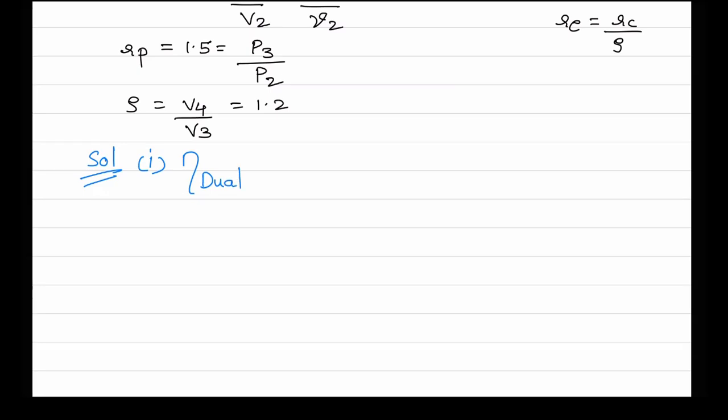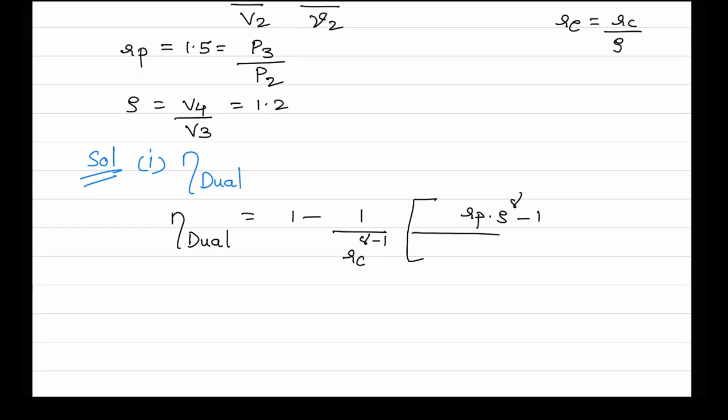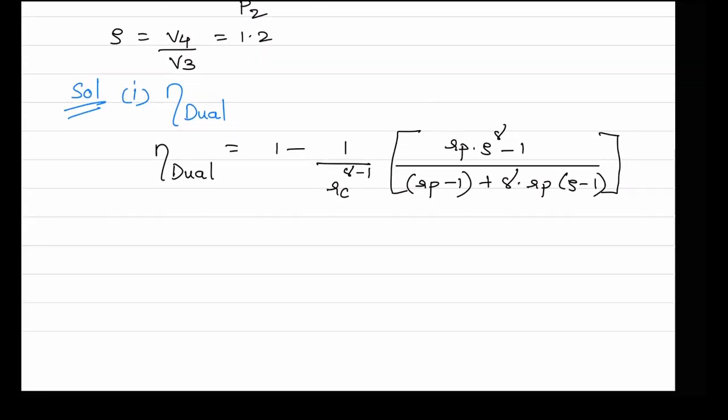So I'll write down the equation: efficiency of dual cycle is equal to 1 minus 1 upon RC raised to gamma minus 1, in bracket, RP rho raised to gamma minus 1 upon RP minus 1 plus gamma RP rho minus 1, bracket complete. Main bracket should be completed. Now substitute all the values. We have all the values.